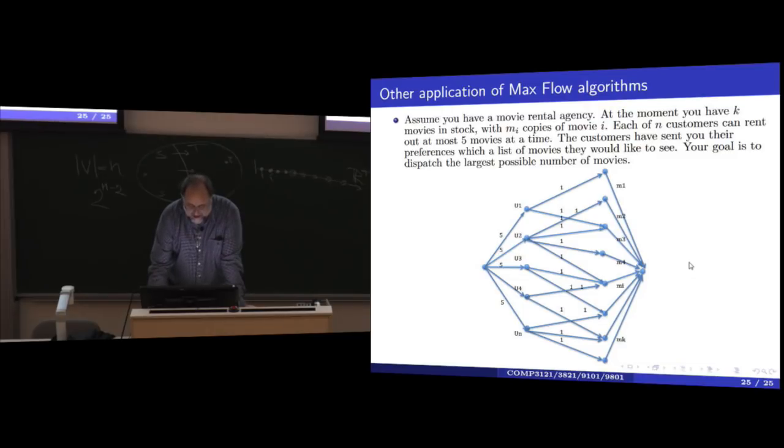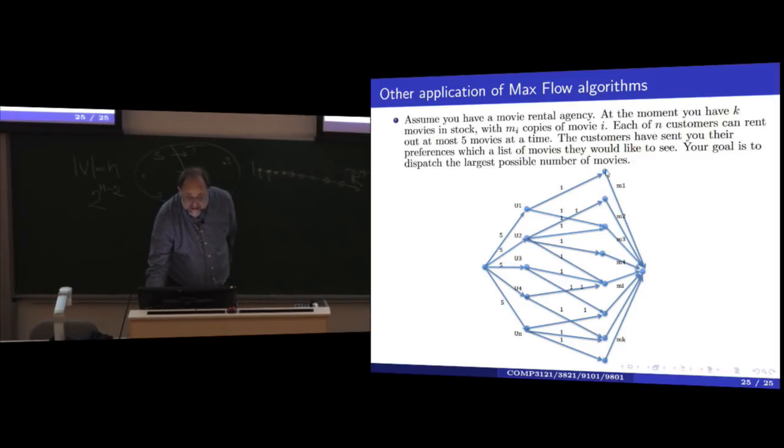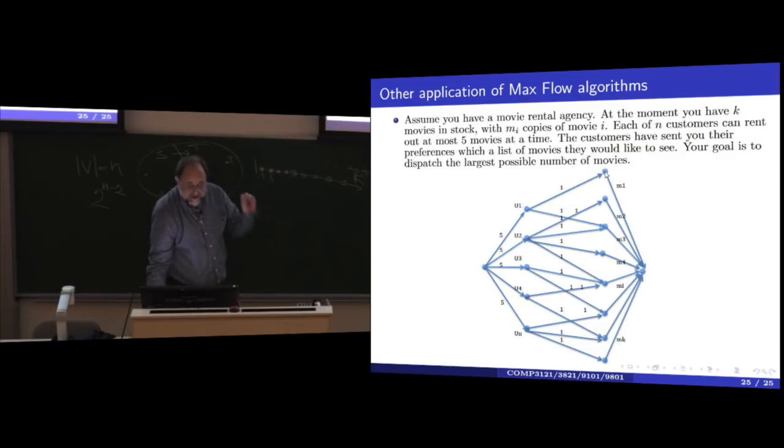So here, each node represents a movie title. And these numbers here.